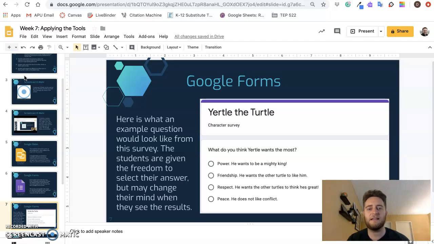So, the idea here is not to be graded. It's a little bit more open-ended. It's just to get the kids thinking about the characteristics of the story and of the characters, and seeing how the class falls when the survey is taking place, to maybe influence their decision if they're maybe going down a path that might be incorrect.